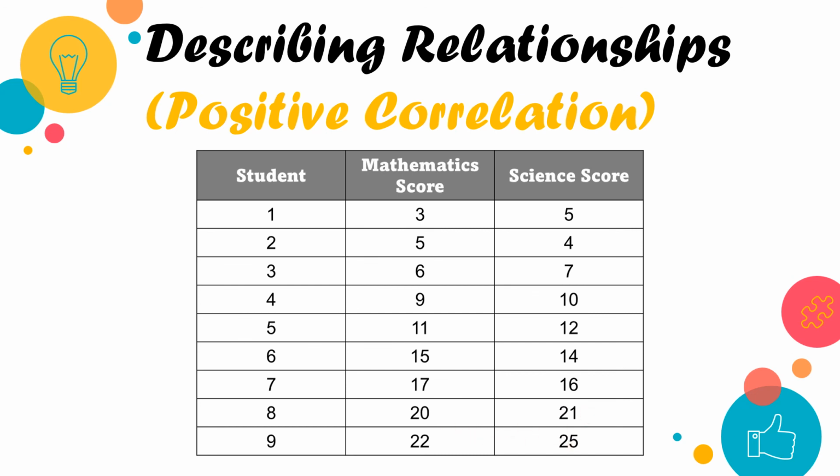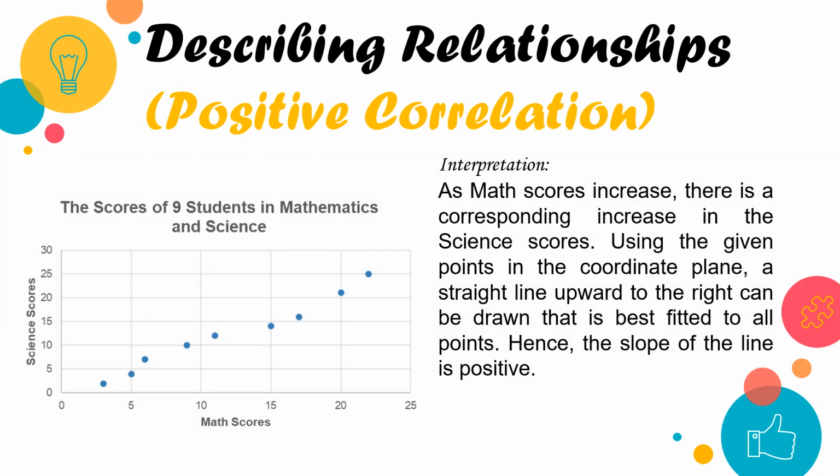Okay. If we are to get the scatter plot, this is how it looks. Please look at the formation as we connect these dots. Some points, it looks like this. Okay? So as math scores increase, there is a corresponding increase in the science scores.